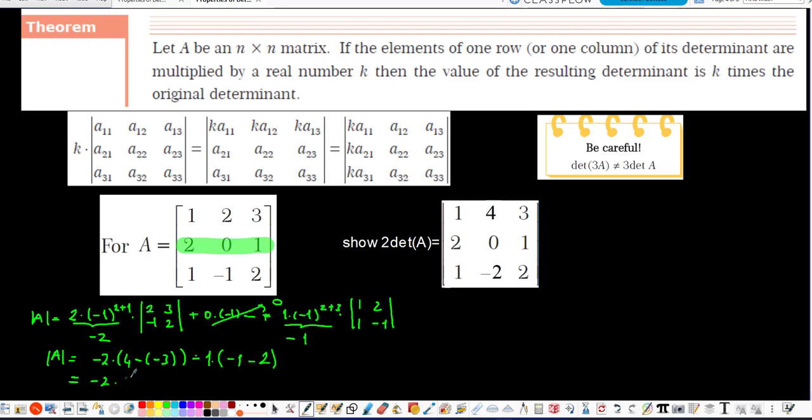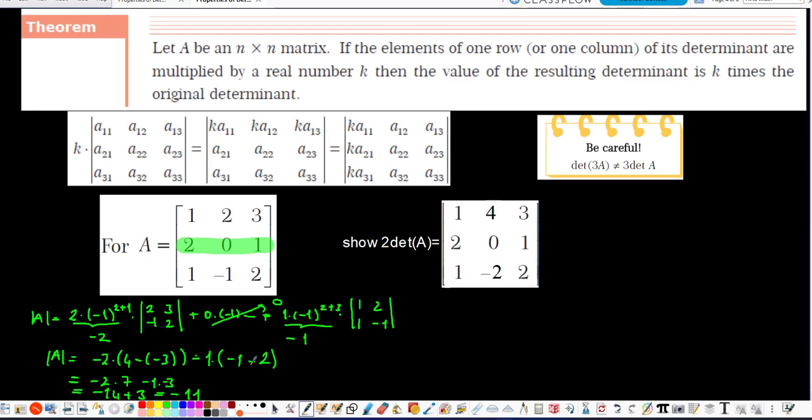minus 2 times 4 plus 3 is 7, minus and minus, and this is minus 1 times minus 3, which is equal to minus 1 times 3, which is equal to minus 14 plus minus 3, this is plus 3, it's going to be, which is equal to minus 11.